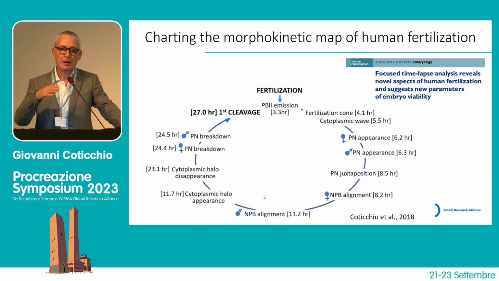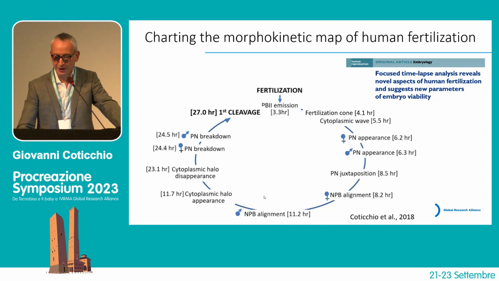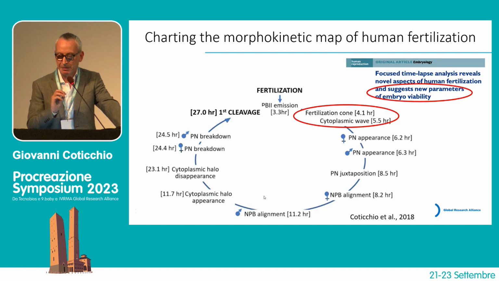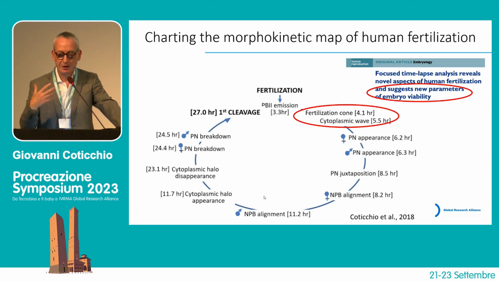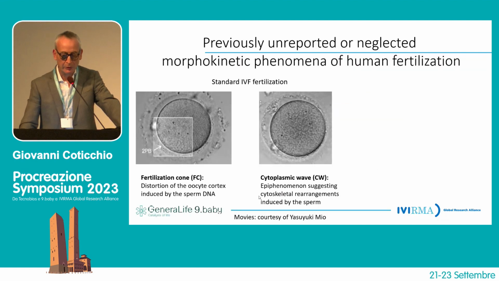Now, in this paper, a group of scientists, including myself, were able to map a very detailed morphokinetic map of fertilization, which was missing until then. But it was not just a passive observation. There was a prediction made in this paper that those novel parameters could suggest alternative parameters of embryo viability. In particular, a couple of those newly described manifestations attracted our attention: the fertilization cone and the cytoplasmic wave. I'm going to show you what they are.